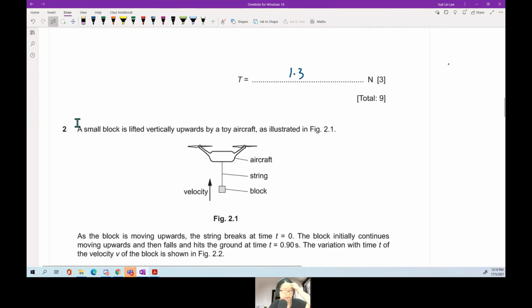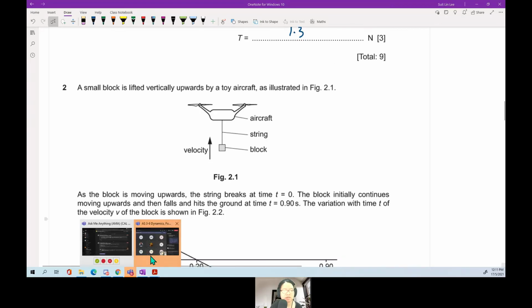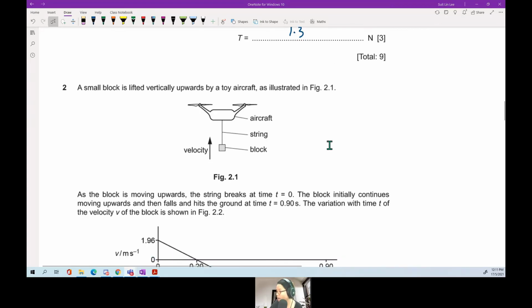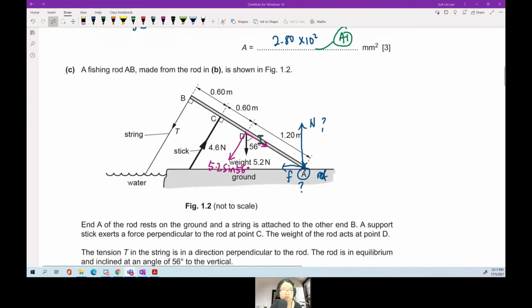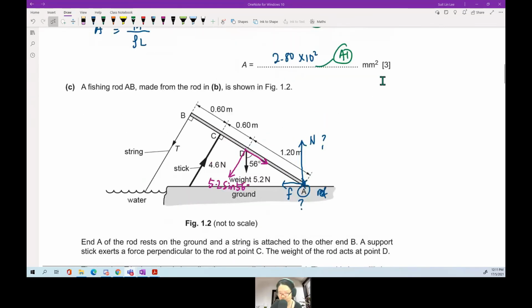Okay, next. A small block, wait, let me check the questions. How to get F? Okay, extension time. How to get F? Let me think. I'm trying to think of an easy way. I guess we don't have an easy way. Okay, I tell you what to do, Junlo, you go back and do, okay? But how to find F? Good question.